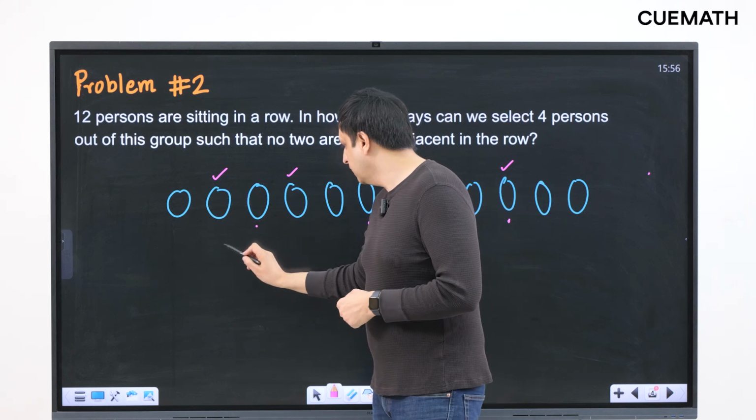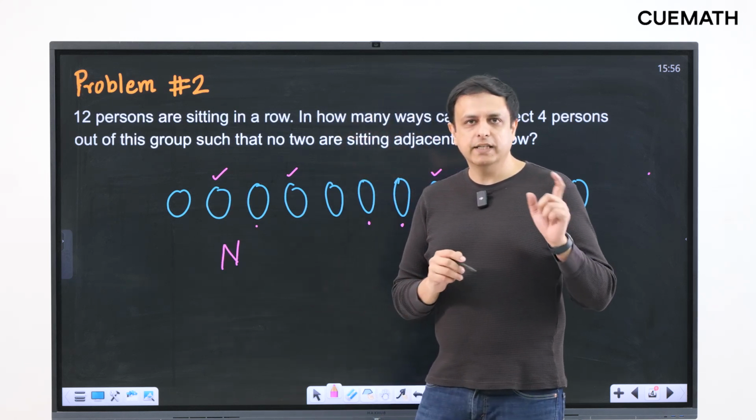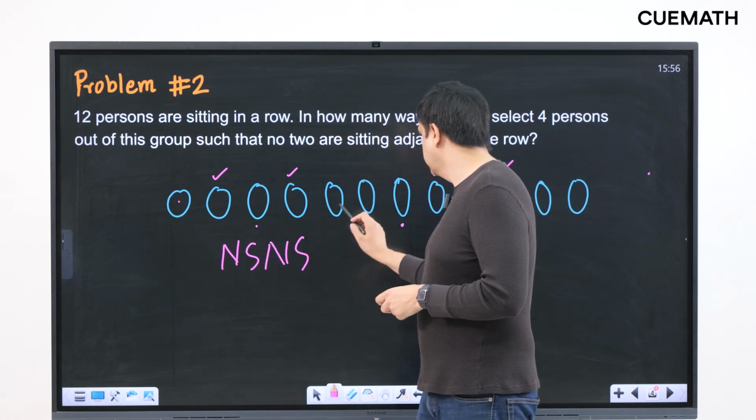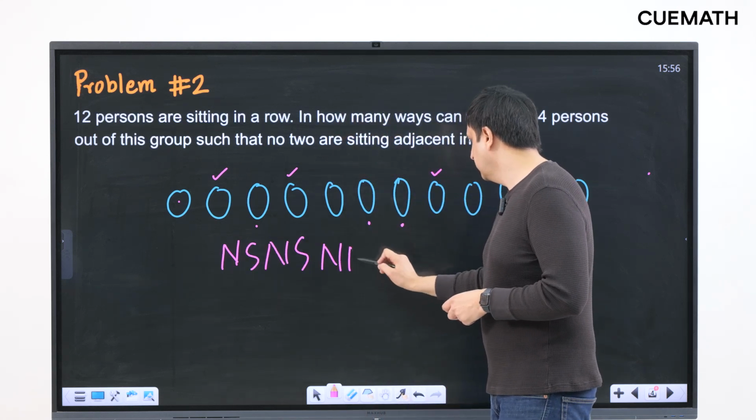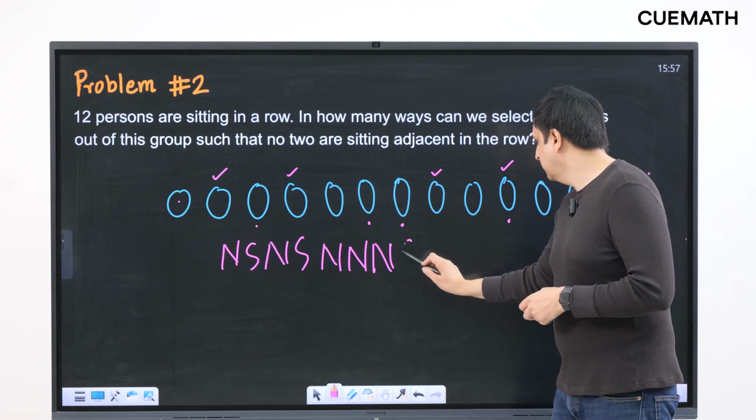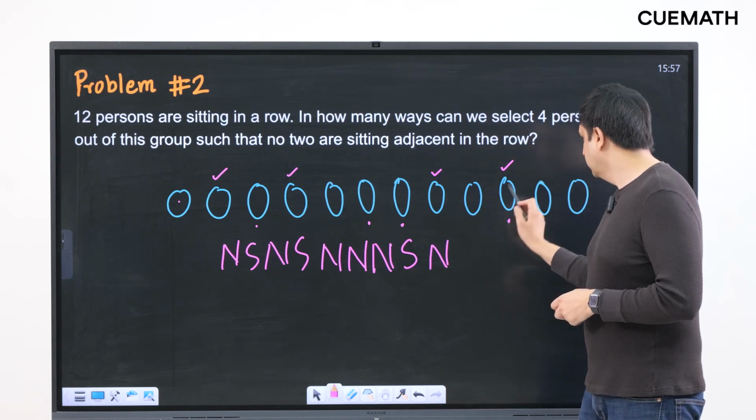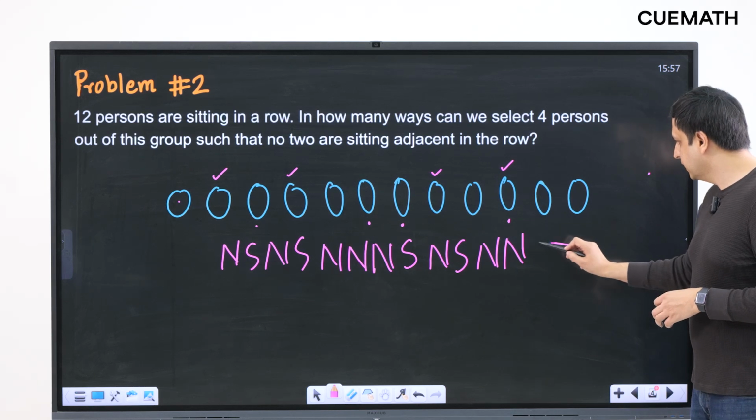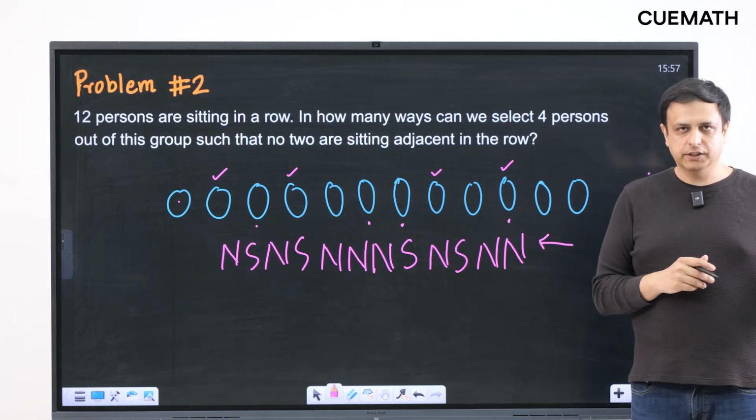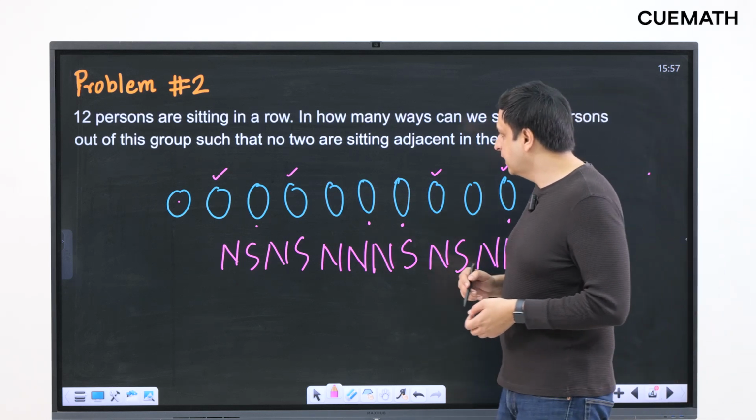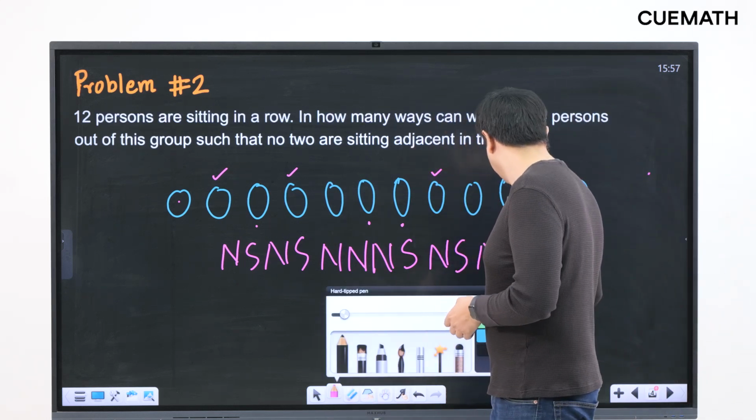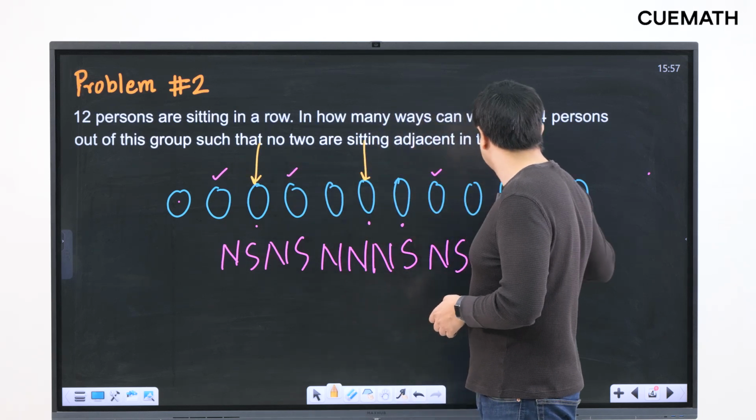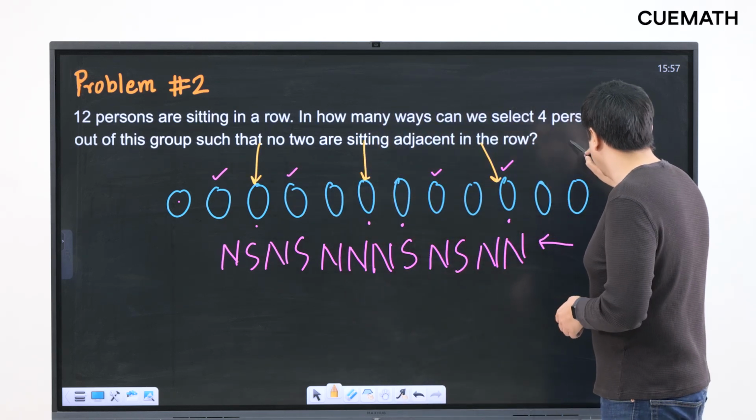So I'll use n for not selected, and I will use s for selected. So n, s, n, s, then n, n, n, so 3 n's. Then we have an s here, then an n, then s, and then 2 n's. All right. So now this gives me a valid selection. Let's take another valid selection. Let me take, I'll use a different color. Let me take this one, and perhaps this one and this one.